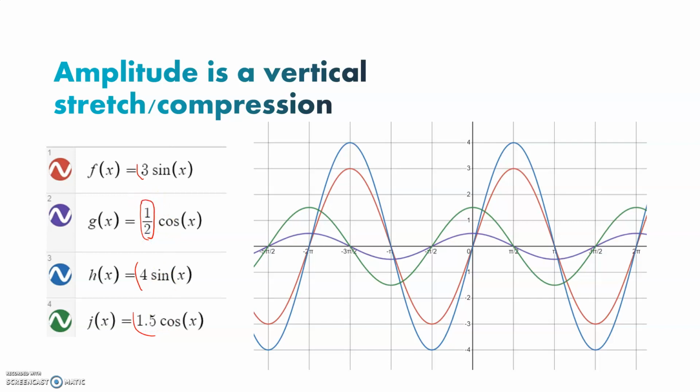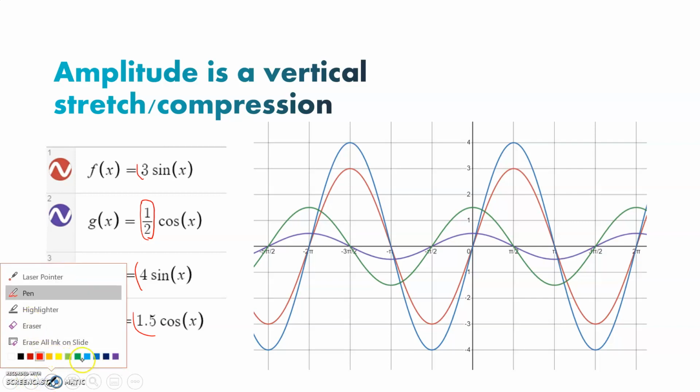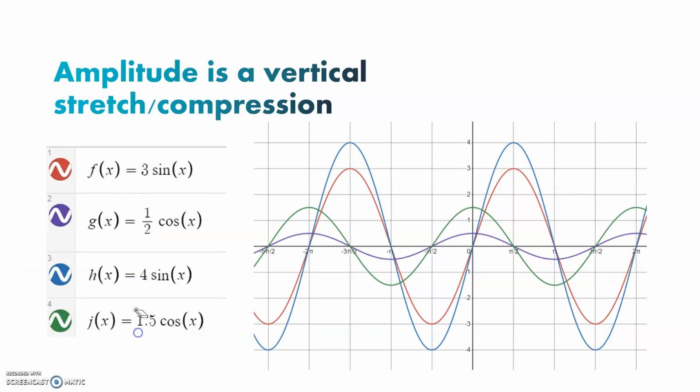It's less than 1. So when you multiply your entire function by a number, that's a vertical stretch. For sine and cosine, that's actually going to affect the amplitude. So this red graph, f of x, has a vertical stretch of 3. And if I look at the red graph, the midline is at the y-axis. So the distance from the maximum to the midline is 3. So the amplitude is actually equal to the vertical stretch.